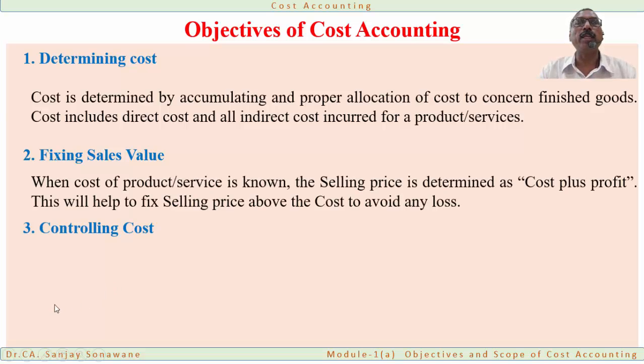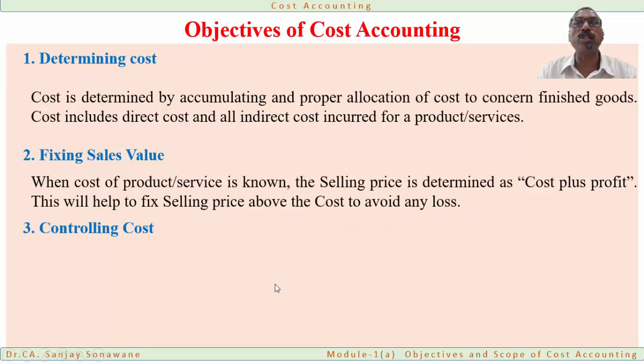A second one is fixing sale value. Now when the cost of the product is known, the selling price is calculated as cost plus profit. So once we know the cost, obviously we can add our profit margin and then we can decide our selling price. So this will help to fix the selling price above the cost to avoid any loss.